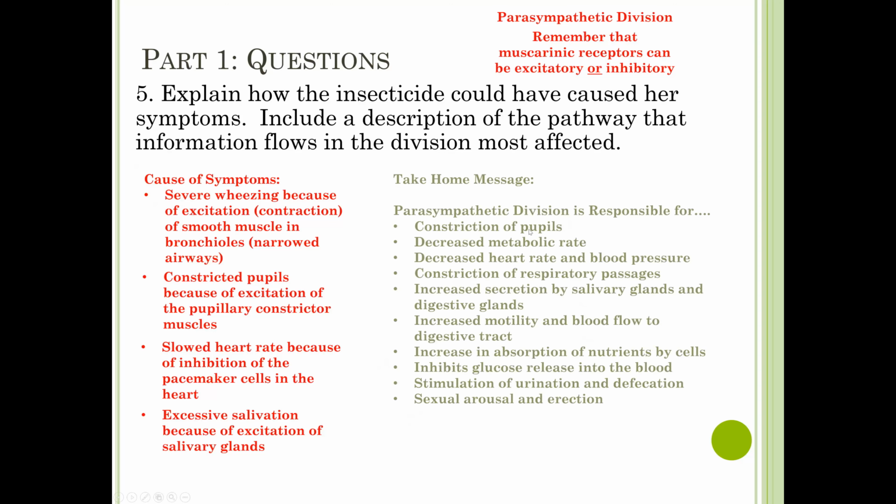So the parasympathetic division is responsible for constriction of pupils, a decreased metabolic rate, a decreased heart rate and blood pressure, constriction of respiratory pathways, increased secretion by salivary and digestive glands, increased motility and blood flow to the digestive tract, increase in absorption of nutrients by cells, inhibition of glucose release into the blood, so we want to take the nutrients out of the blood and bring them into the cells, stimulation of urination and defecation, and sexual arousal and erection.